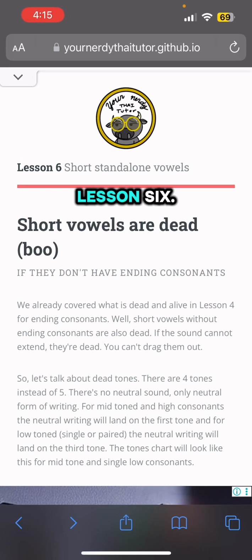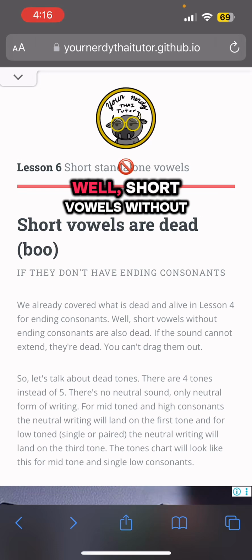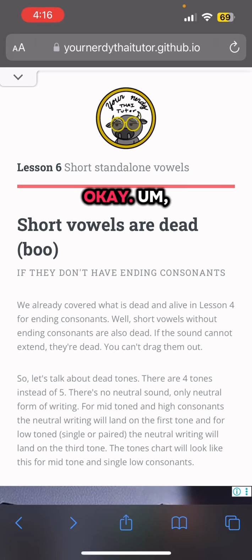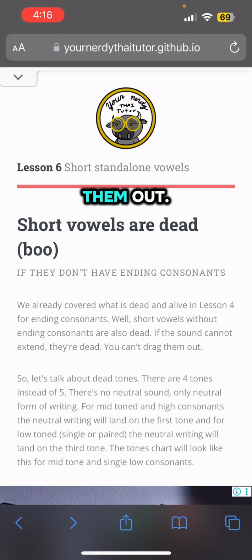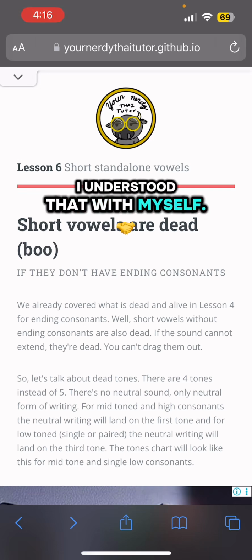Okay, let's go back to lesson 6. We already covered what is dead and alive in lesson 4 for ending consonants. Yeah, we just reviewed that. Well, short vowels without ending consonants are also dead. Okay. If the sound cannot extend, they're dead. You can't drag them out. Short vowels without ending consonants are also dead. Well, that would make sense because they're short, right? That makes sense. Sorry, I had to confirm I understood that with myself.